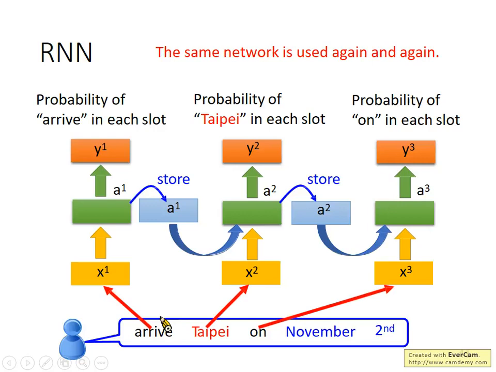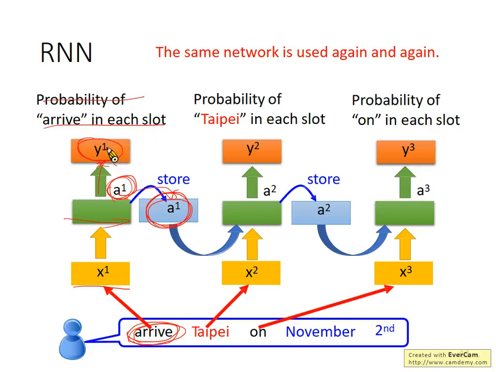So let's go back to the slot filling application. The first word, arrive. We transform this word into a vector, and then we input it into a hidden layer. The result of this hidden layer is A1. Then we store A1 into a memory cell. And based on A1, we can also do the following process and output the probability of arrive in each slot.